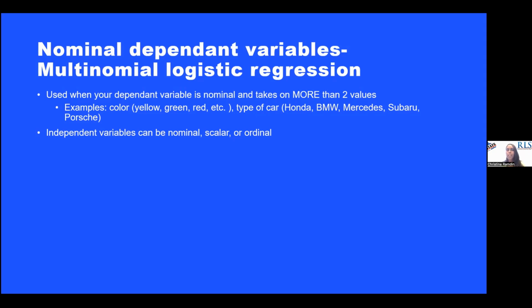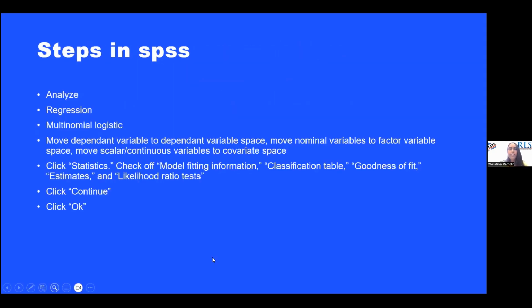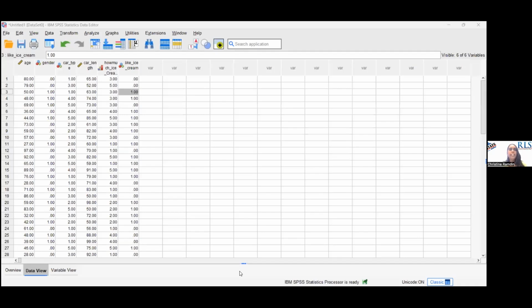Type of car could be another multinomial logistic regression dependent variable, right? Because there's several types of cars, unless you just want a model looking at 2 types of cars. So let's show you how to do that. And once you start doing one on your own, you're just going to start intuitively figuring out how to do this, because SPSS speaks in the language that we understand.